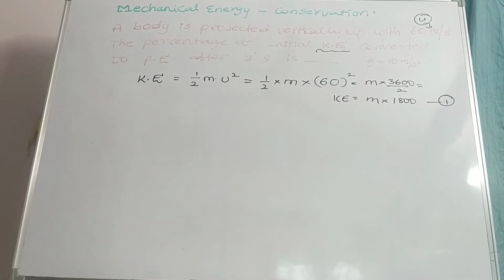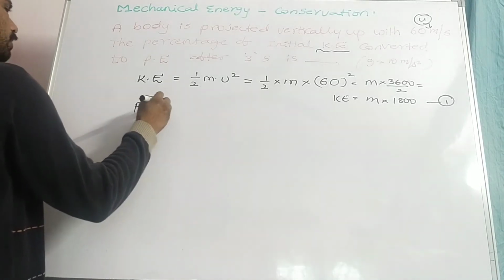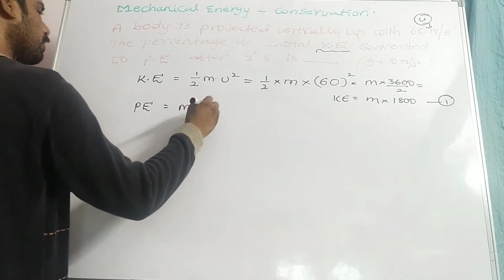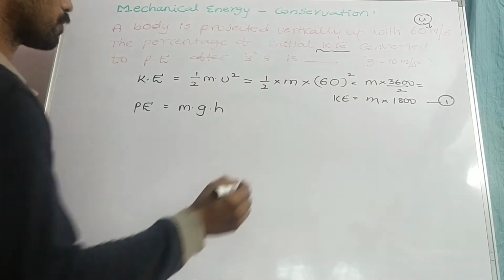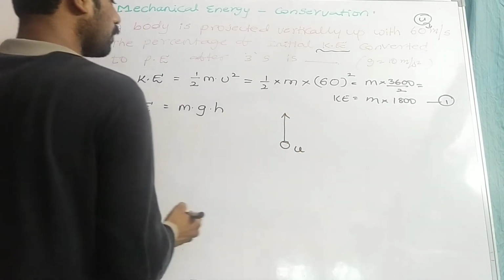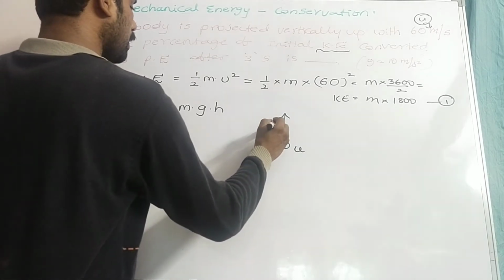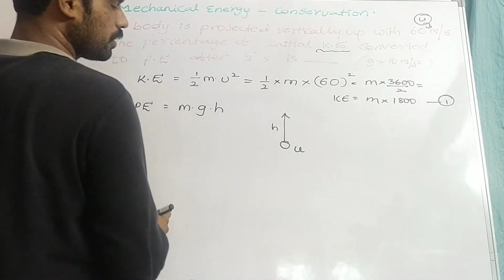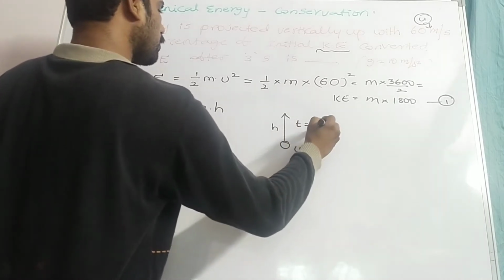Now what about the potential energy? Potential energy P is equal to m g into height. Whenever the body is projected vertically upwards with certain initial velocity u, let us consider the height covered is h. Now after 3 seconds, so t is equal to 3 seconds.